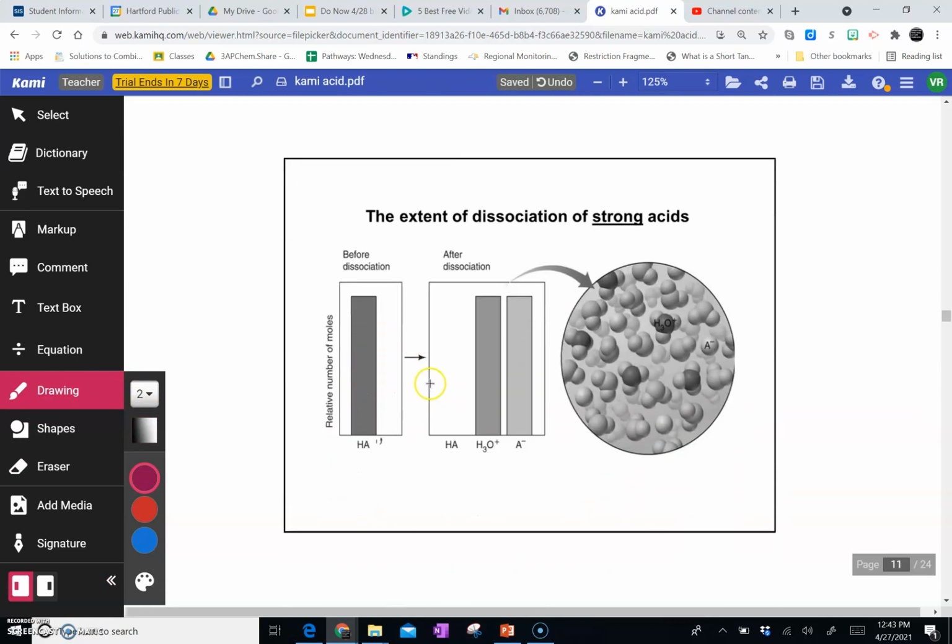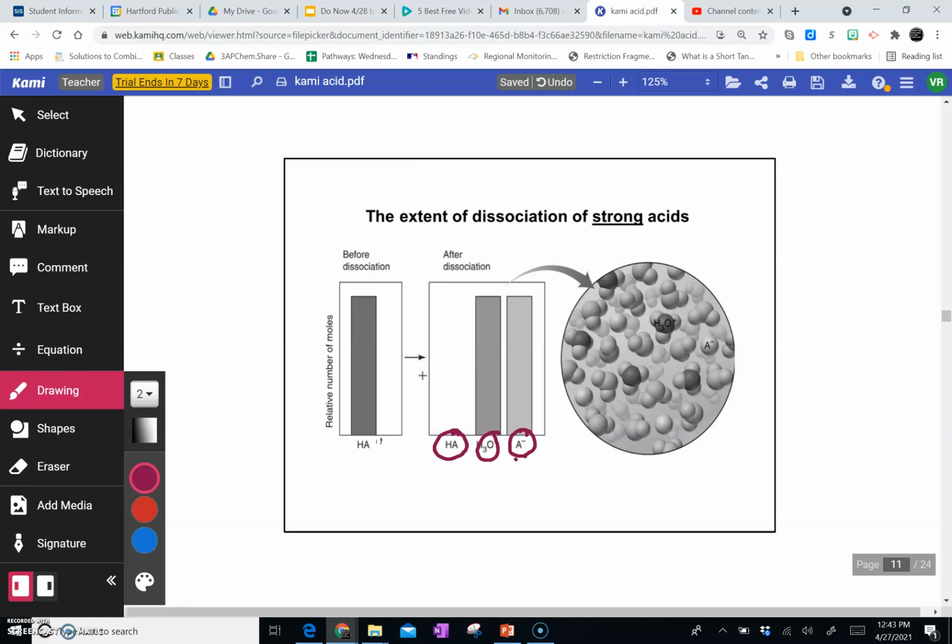So again, this is just showing the same thing in pictures, and again, the picture's not that great. But if you have a strong acid and you put it in water, none of it is going to be left in the undissociated form. All of it is going to be dissociated into H+ and the anion that it dissociates into. So yeah, I guess it is its conjugate base.